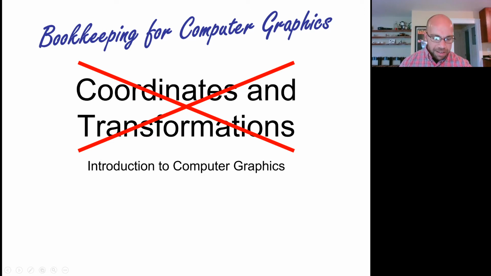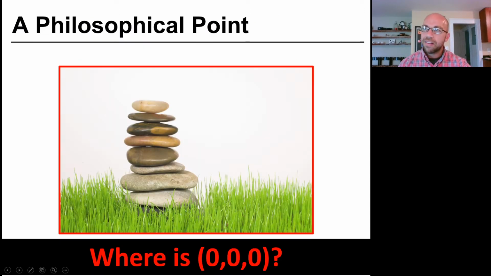So to get started, I thought I'd start with kind of a goofy philosophical question here, which is to ask, where is the origin? Now, this is a goofy question, but if I give you a particular scene and I ask you how to model it, a totally reasonable question that you'll have to answer as an artist putting the scene together is, where should I put that special point 0, 0, 0? Now, probably if I were modeling this little scene with rocks and grass, I might put the origin, I don't know, at an interesting point like here.